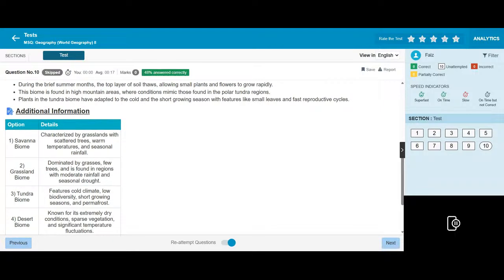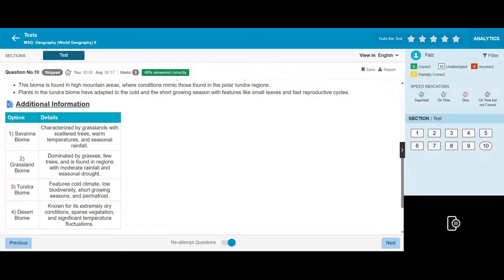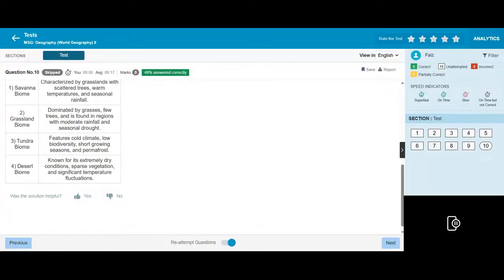The savanna biome is characterized by grassland with scattered trees, warm temperatures, and seasonal rainfall. The grassland biome is dominated by grass, and is found in regions with moderate rainfall and seasonal drought. The tundra biome features a cold climate, low heights, a short growing season, and permafrost. The desert biome is known for its extremely dry conditions, sparse vegetation, and significant temperature fluctuation.